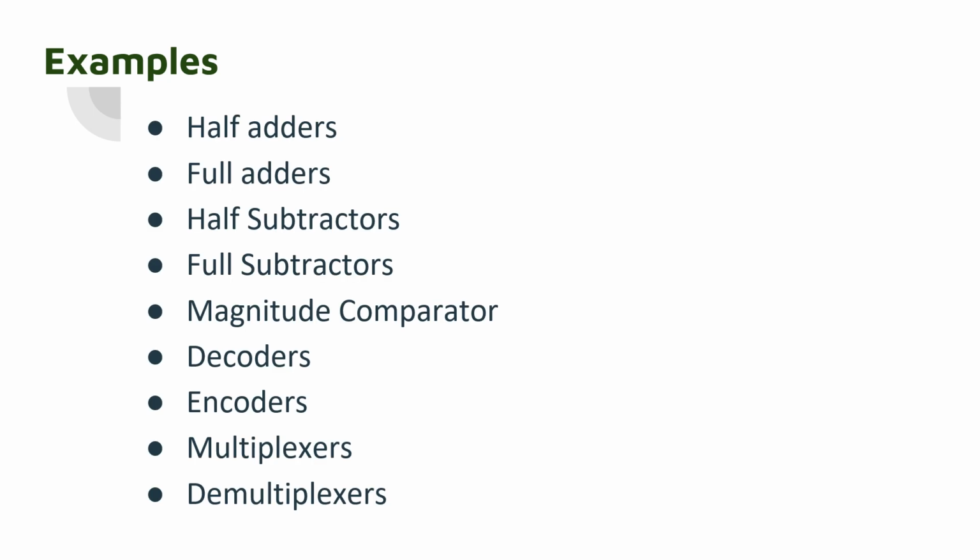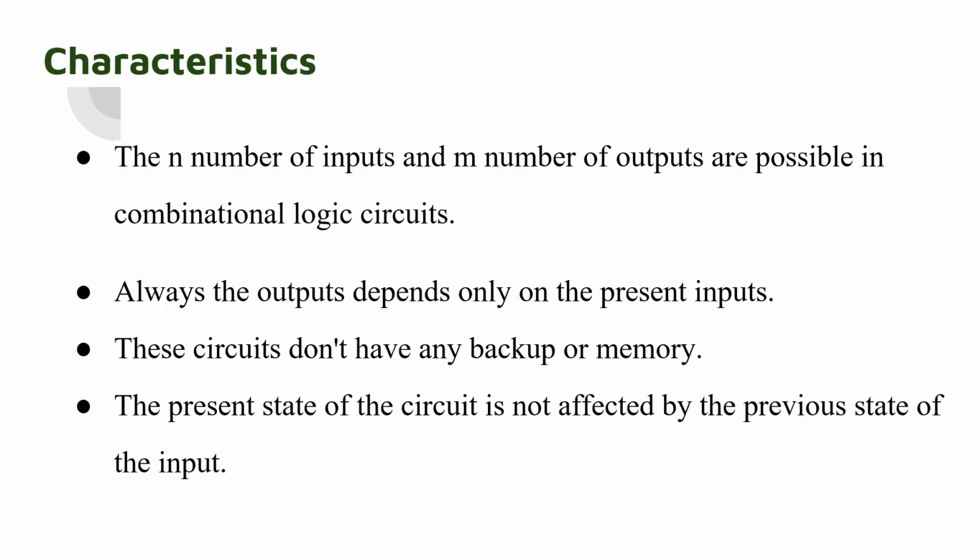Next, various examples of combinational circuits. Earlier we already discussed half adders, full adders, half subtractors, full subtractors, magnitude comparators, decoders, encoders, multiplexers, and demultiplexers. You can watch the detailed concepts in my earlier videos. Anyway, the summary of the characteristics of combinational circuits is mentioned here.